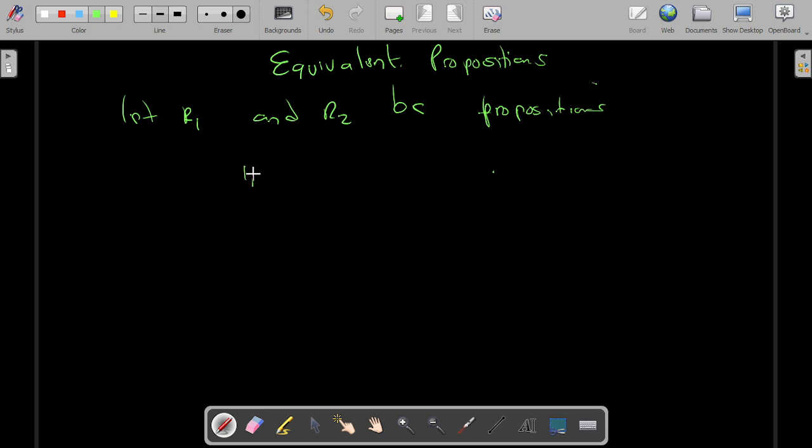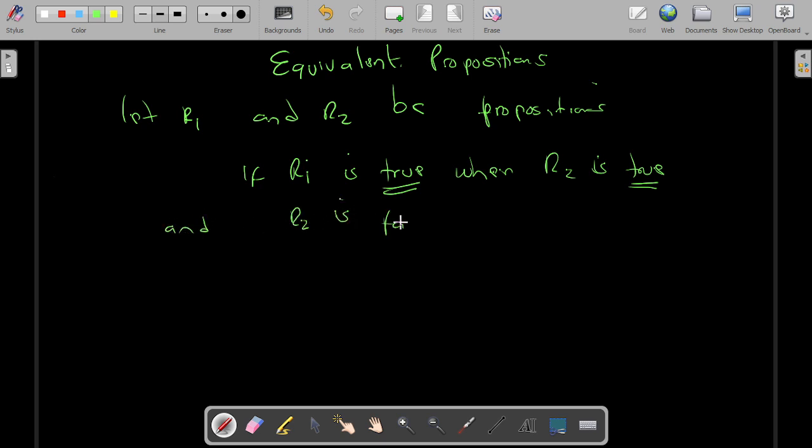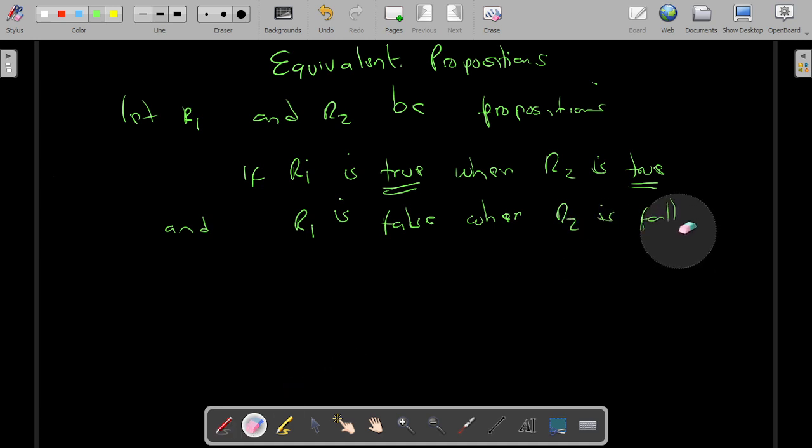If R1 is true when R2 is true, and R1 is false when R2 is false, then we say that the propositions R1 and R2 are equivalent.